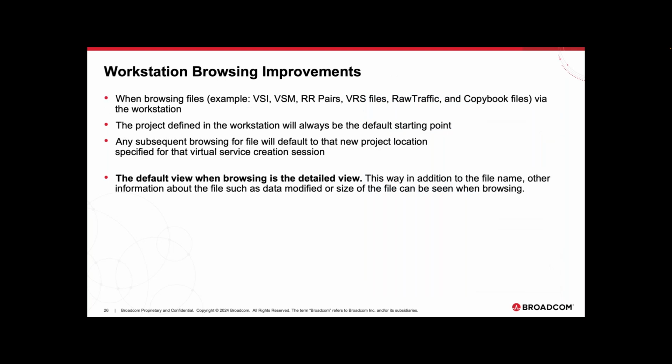We have a number of improvements in the workstation as well. Improvements related to browsing files, making sure that if you're going to a new project to browse for a file, the next time you browse, and if you get a VSI, you're probably going to browse a similar place for your VSM. Having some consistency in terms of the browsing across the different assets as you're choosing new locations. We've also made the browsing a detailed view, so you can see information, like when it was last created or updated, or the size of the file, to make it easier to make sure you're identifying or adding the right one.